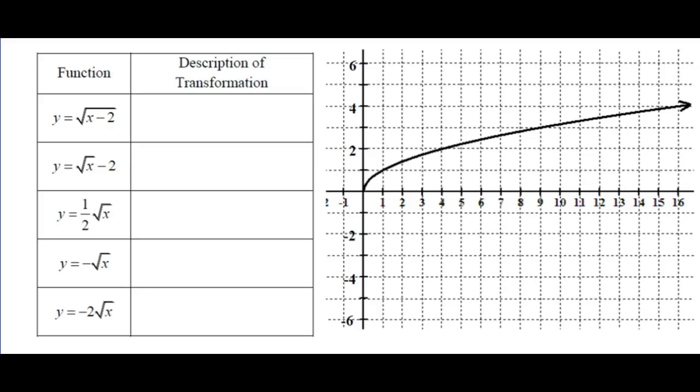Horizontal translation right 2. Okay, HT right 2. All right, so then all I have to do is take the points that I know, 0, 0, and move it right 2. Take the point 1, 1, and move it right 2. Take the point 4, 2, and move it right 2. Take the point 16, 4, and move it. Okay, but we've got 9, 3, and move it right 2. And then draw the curve.